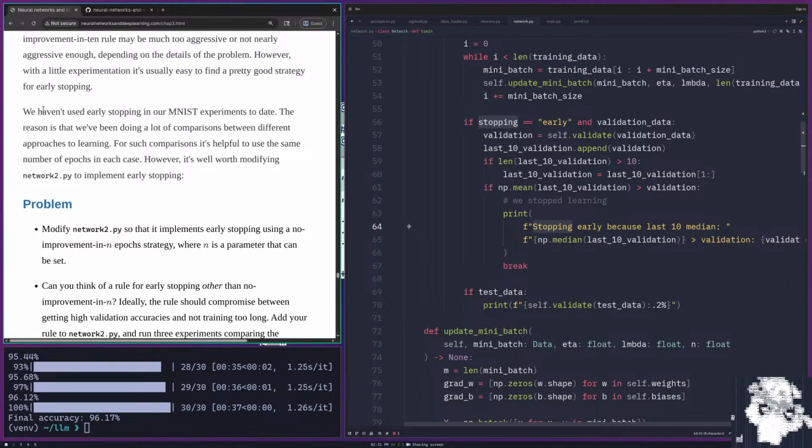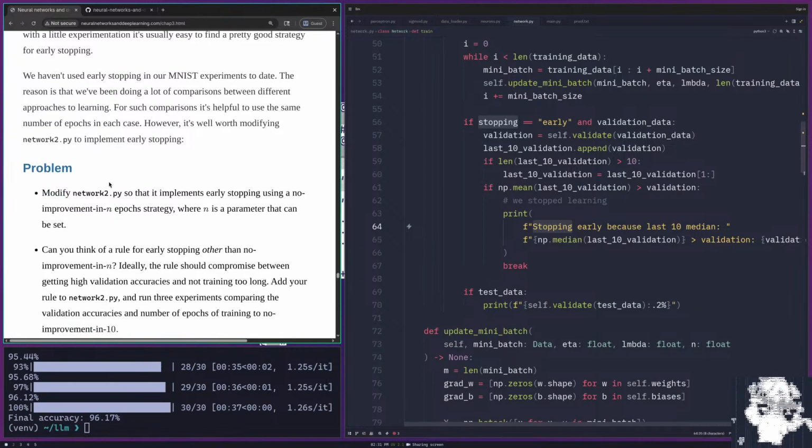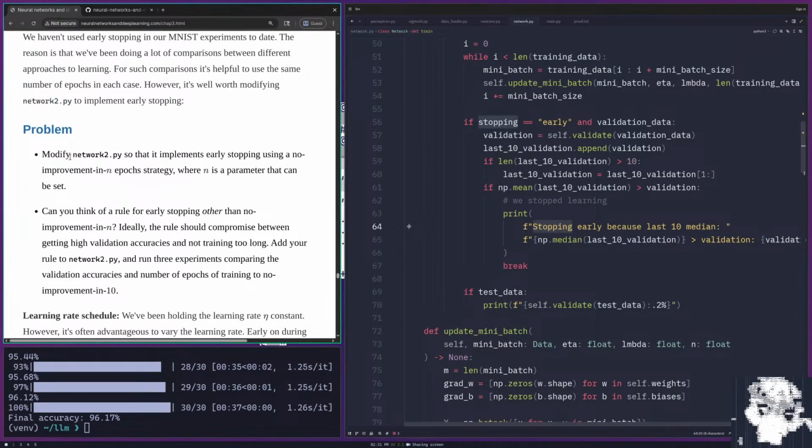We haven't used early stopping in our MNIST experiments to date. The reason is that we've been doing a lot of comparisons between different approaches to learning. For such comparisons, it's helpful to use the same number of epochs in each case. However, it's well worth modifying network2.py to implement early stopping. Modify network2.py so that it implements early stopping using a no improvement in n epoch strategy where n is a parameter that can be set.